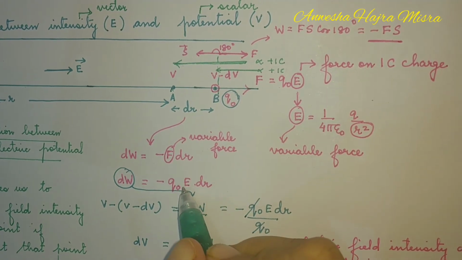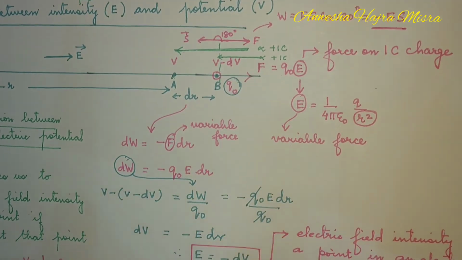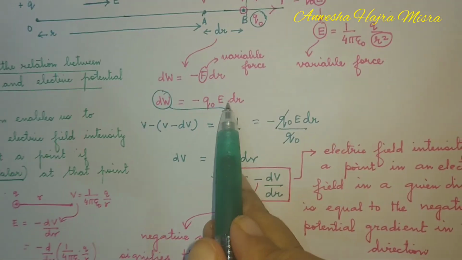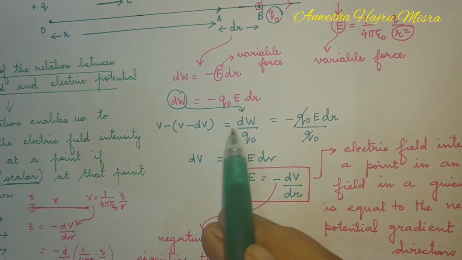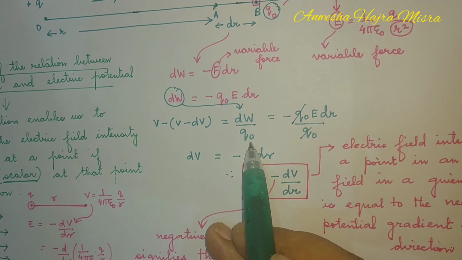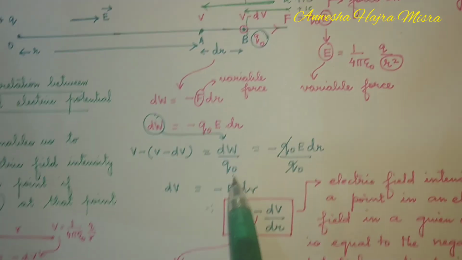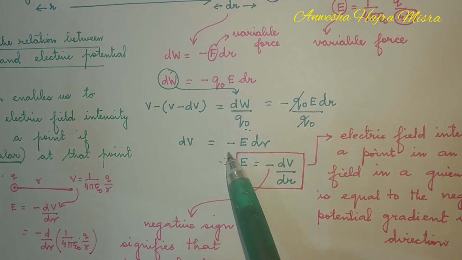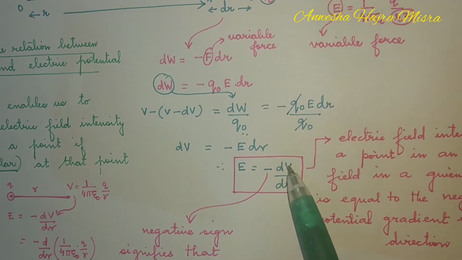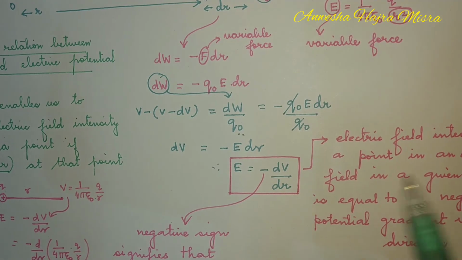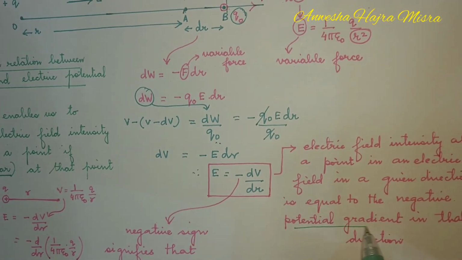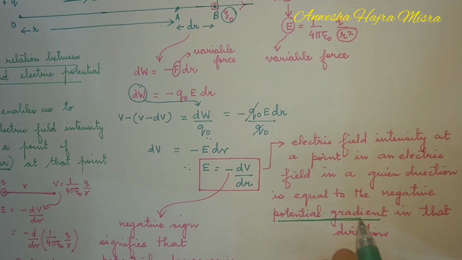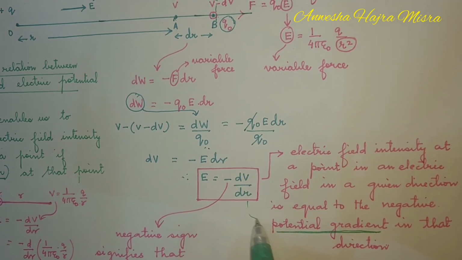Now put the value of F. This is Q naught E. Now potential is the work done to bring unit charge. So for potential difference I have to divide by Q naught. So dV becomes minus E dr. E is minus dV by dr. What is dV by dr called? It is called potential gradient.